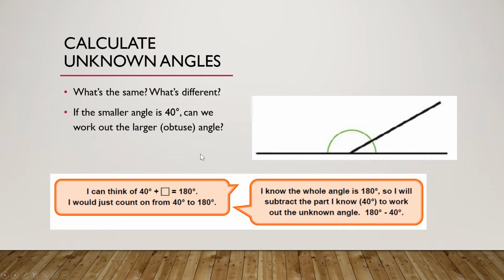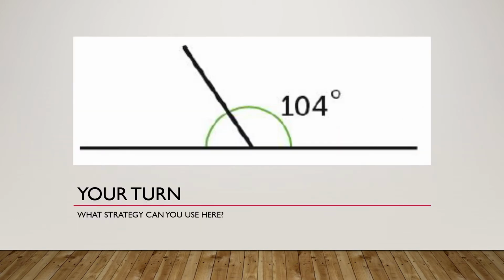Remember, an obtuse angle is any angle between 90 degrees, a right angle, and 180 degrees. Angles bigger than 180 degrees are reflex angles. Now, it's your turn. Using the same strategy, what can we do here?